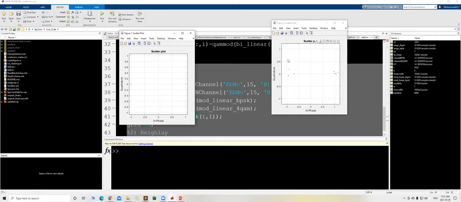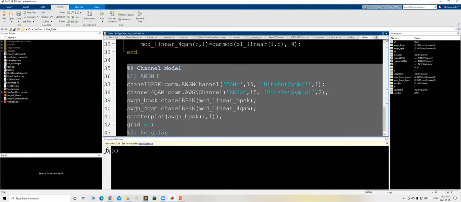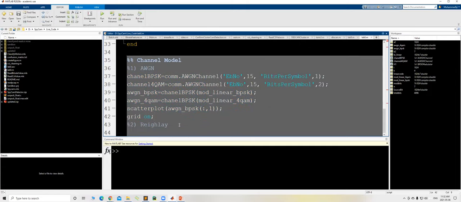But if you have 4QAM, or multiple constellation points, transmitting the signal with a high spectral efficiency, then if they are rotated even a little, it can be difficult to recover it at the receiver side. So this is done, the AWGN part. And now let's do the relay channels.